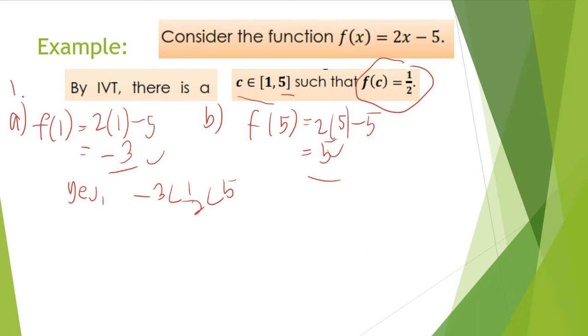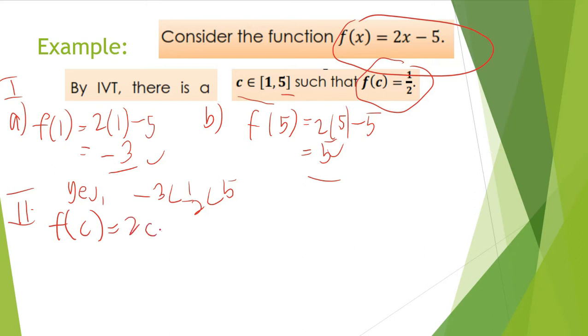That is for step number 1. Sa step number 2, get the value of c from our original function. Yun ang gagamitin natin, which is f of x equals 2x minus 5. Ang gagawin lang natin, we change x to c, and then we substitute the 1/2 to f of c. So we rearrange lang. Dito natin lagay yung 2c minus 5 is equal to 1/2. And then we solve for the value of c.